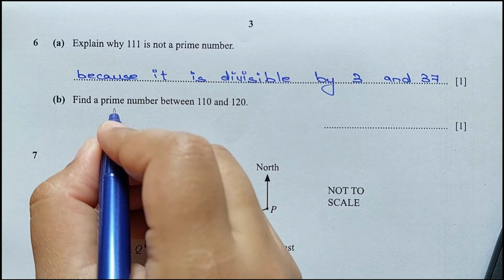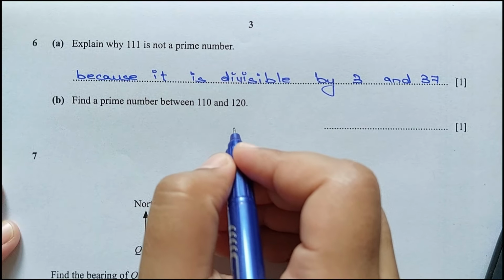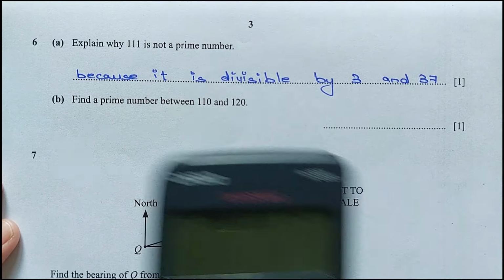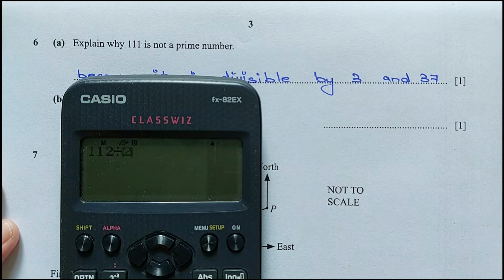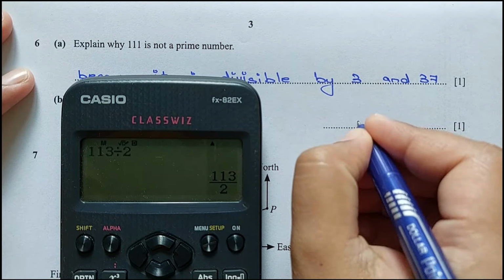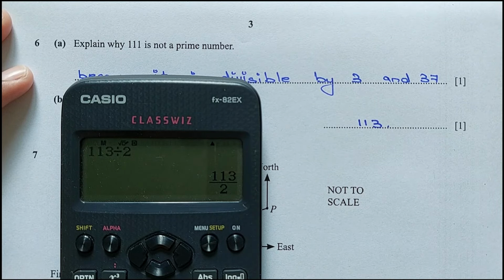Now for part B, find the prime number between 110 and 120. 110, we have 111. 111 is not a prime number. 112 is also not a prime number, it is divisible by 2. 113 is a prime number, I guess, because it is not divisible by 2, 3 or any other number. It has only two factors, 1 and 113. 114 is divisible by 2. 115 is divisible by 3, I guess.